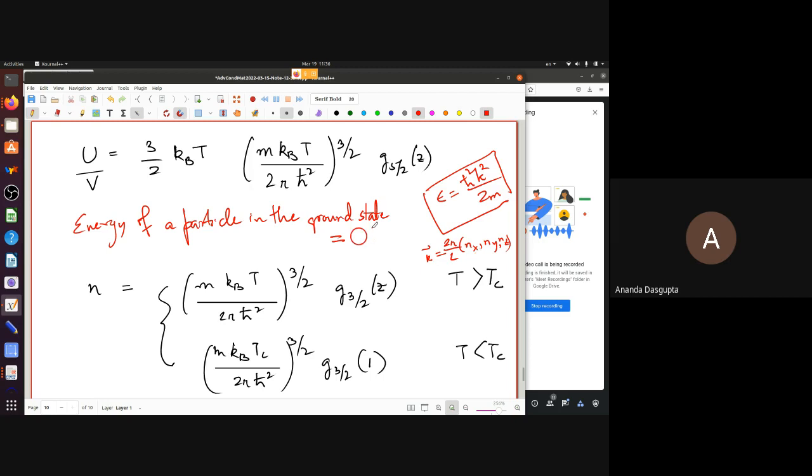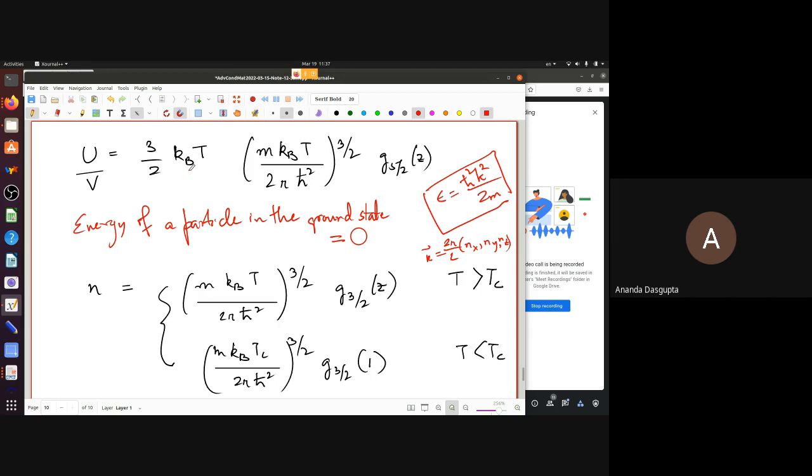So now, because the energy of the particle in the ground state is 0, will this formula still stay valid when T goes below Tc? Yes, sir, it will stay valid. The particles that we are missing in this count, a macroscopically large number of particles, all have energy 0. So the energy doesn't change. We are not missing out on any particles with non-zero energy.